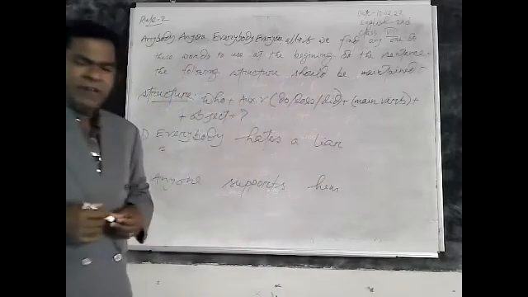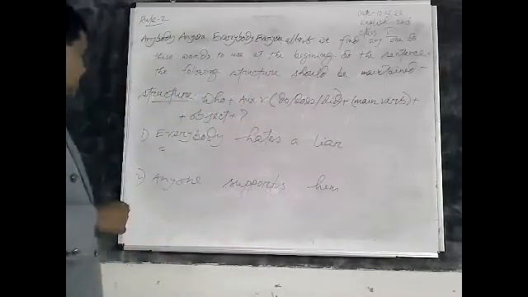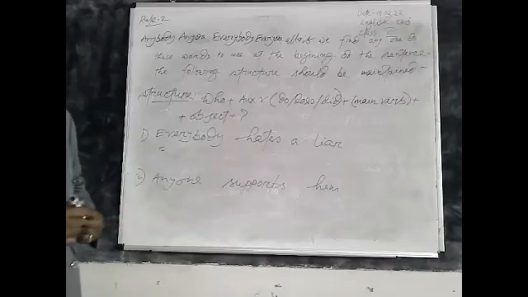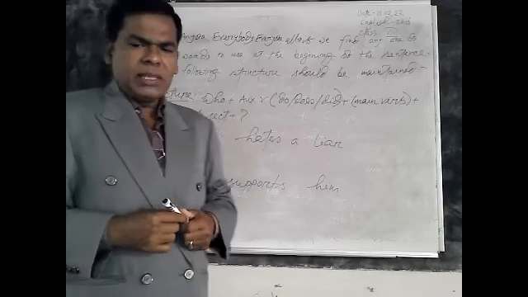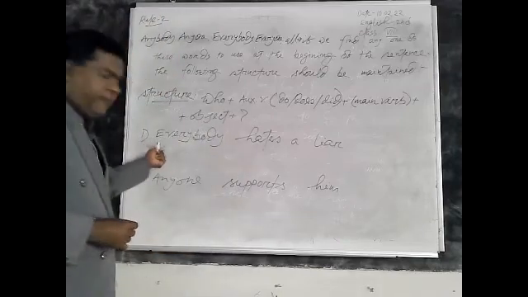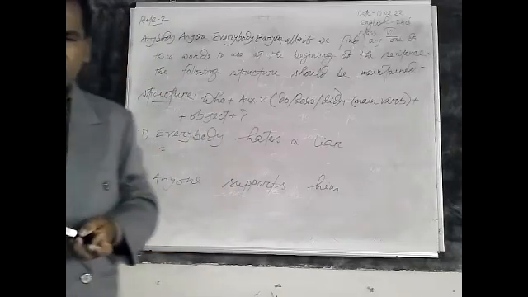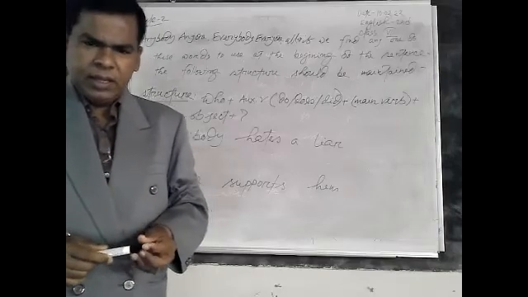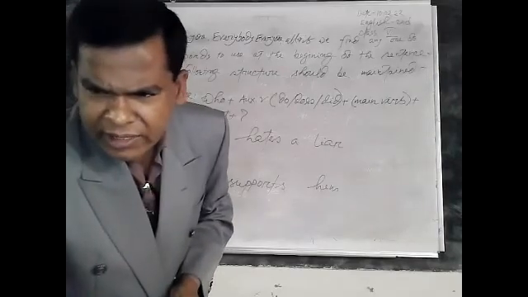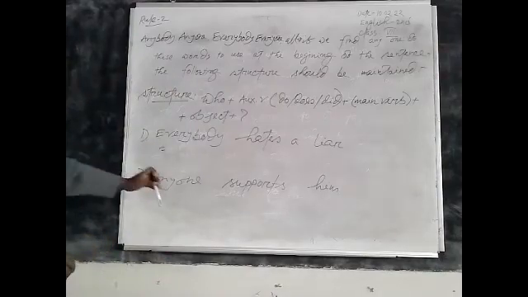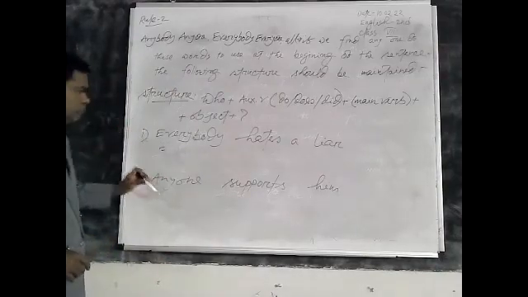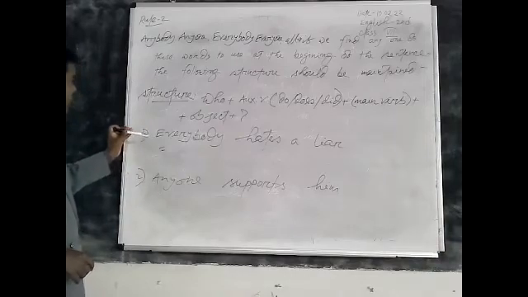Okay, two examples I have written here. The first example is: everybody hates a liar. Boys, I am asking you, what is the beginner word here? Everybody. Okay, everybody. I have written here that everybody. So what will I have to do now?